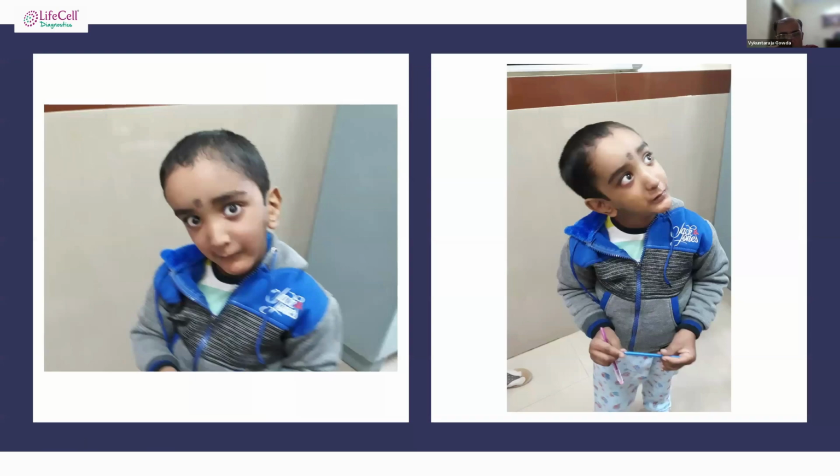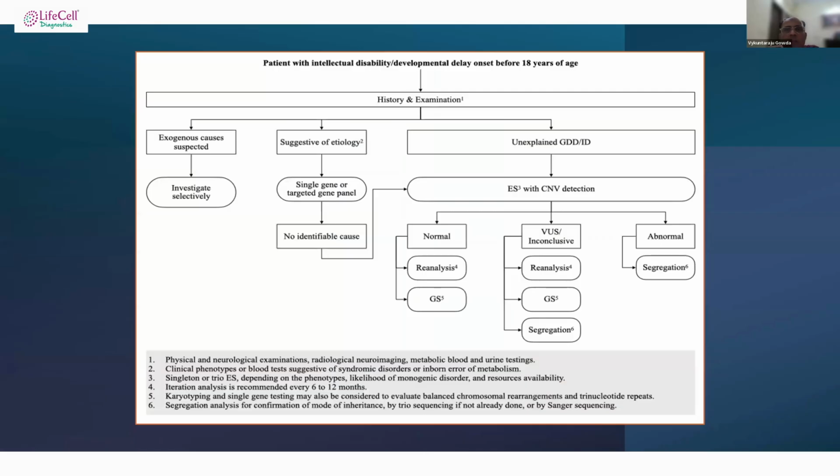Sometimes the specific test may not be available. If any child with characteristic faces with intellectual disability, like this child who is large for gestational age, with a family history of similar parents affected, you can consider Sotos syndrome. You can go for whole exome sequencing in these children. So this is a brief chart, recently updated.